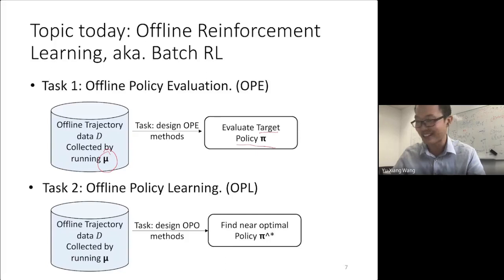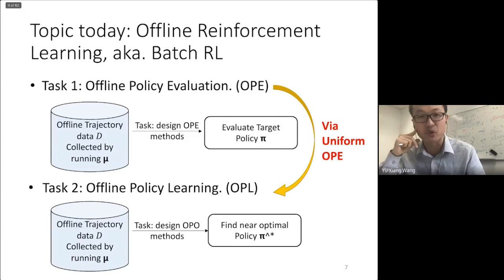But you can't really use the offline policy evaluations that are typically studied with a fixed pi. Instead, you can connect these two by the main topic of today, uniform convergence. I'll talk more about it.